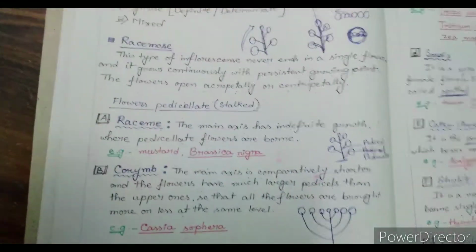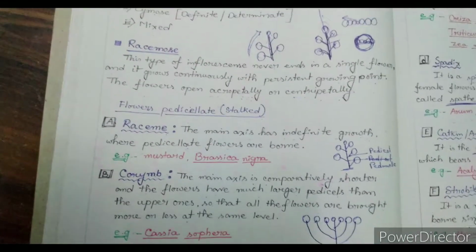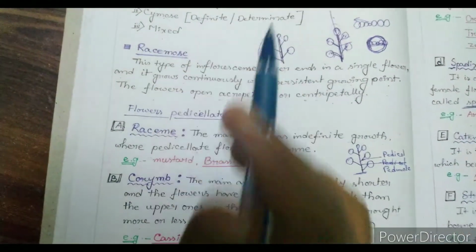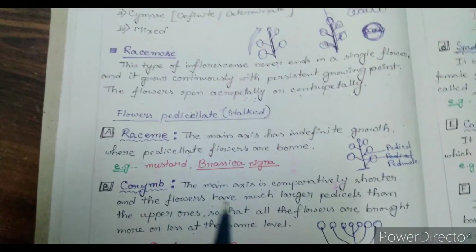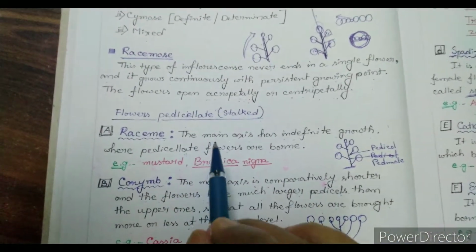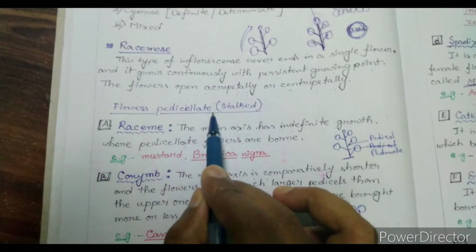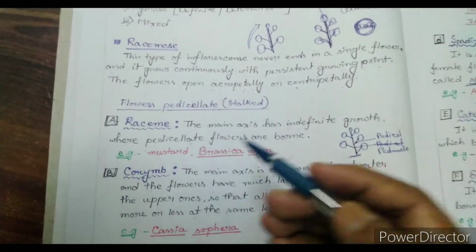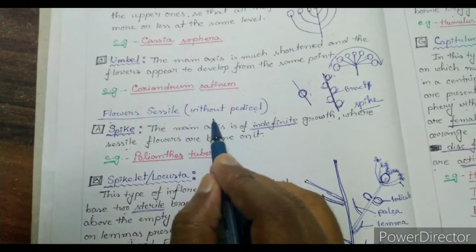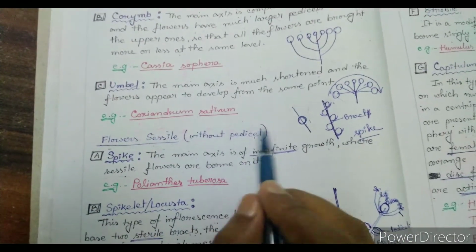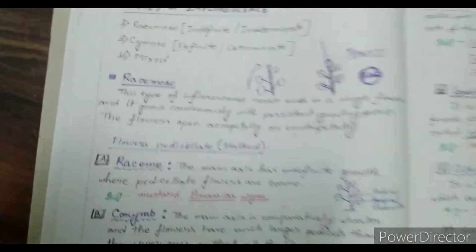Now we discuss Racemose type of inflorescence. In this video we discuss only Racemose type of inflorescence. First of all, Racemose inflorescence is of two types. One is pedicellate, which is with a stalk, and without a stalk is called sessile. So this type of inflorescence is called sessile flower, that is, without pedicel, and with pedicel is called pedicellate flower.